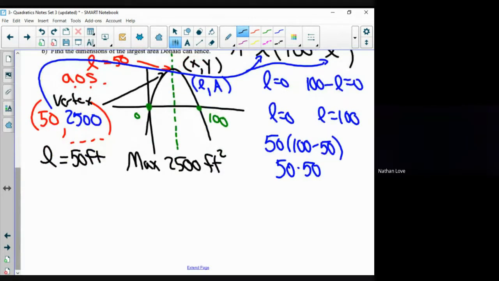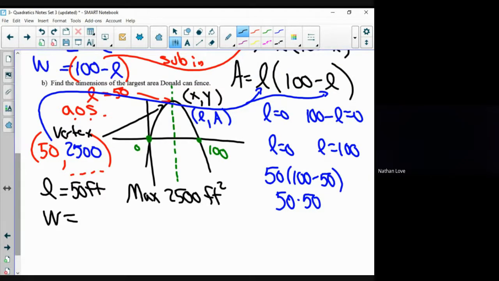And now I'm looking for my width. I need my dimensions. If I know that my length is 50, I can take that and plug it into my width equation, 100 minus 50. He just has to build a square fence, 50 by 50. Okay? Now, remember I said that we're not always going to end up with squares. The next one that we have is not going to be a square.